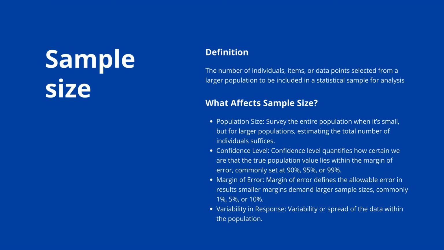Fourth, variability in response. How different do you think people's answers will be? If people give you different answers, you will need a bigger sample to balance it out. These are the four things which affect the sample size. So before selecting a sample size, you should take care of these four points.